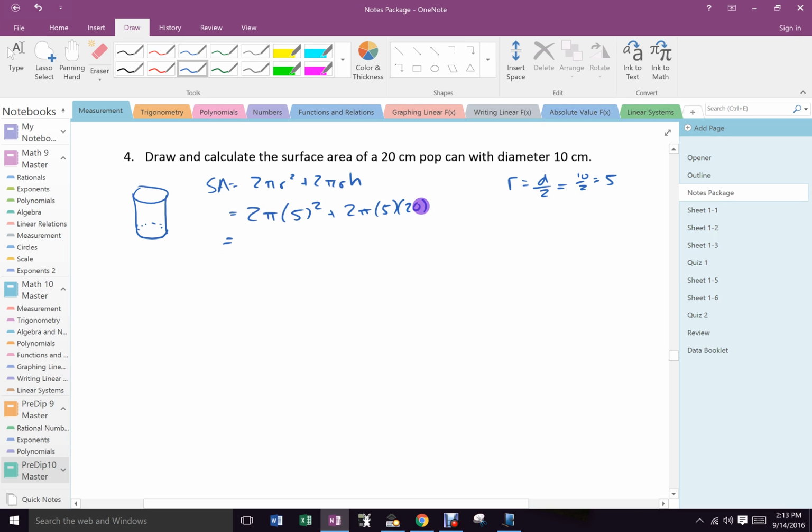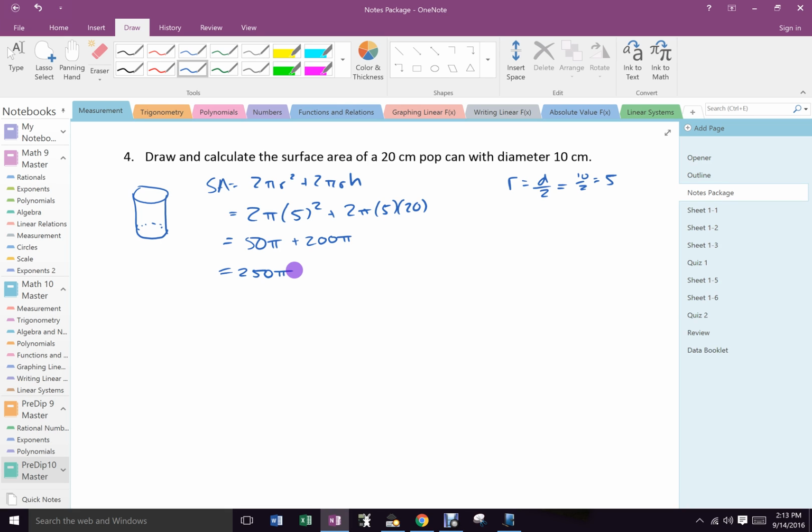So how do we make this look like we're smart people in grade 12 and at university? We're going to leave pi right there. What's 5 squared? Times 2? 50. So I got 50 pi there. What's 2 times 5? 10 times 20? 200 pi there. 50 pi and 200 pi is 250 pi. Everybody cool? And that's where I want you to leave it.